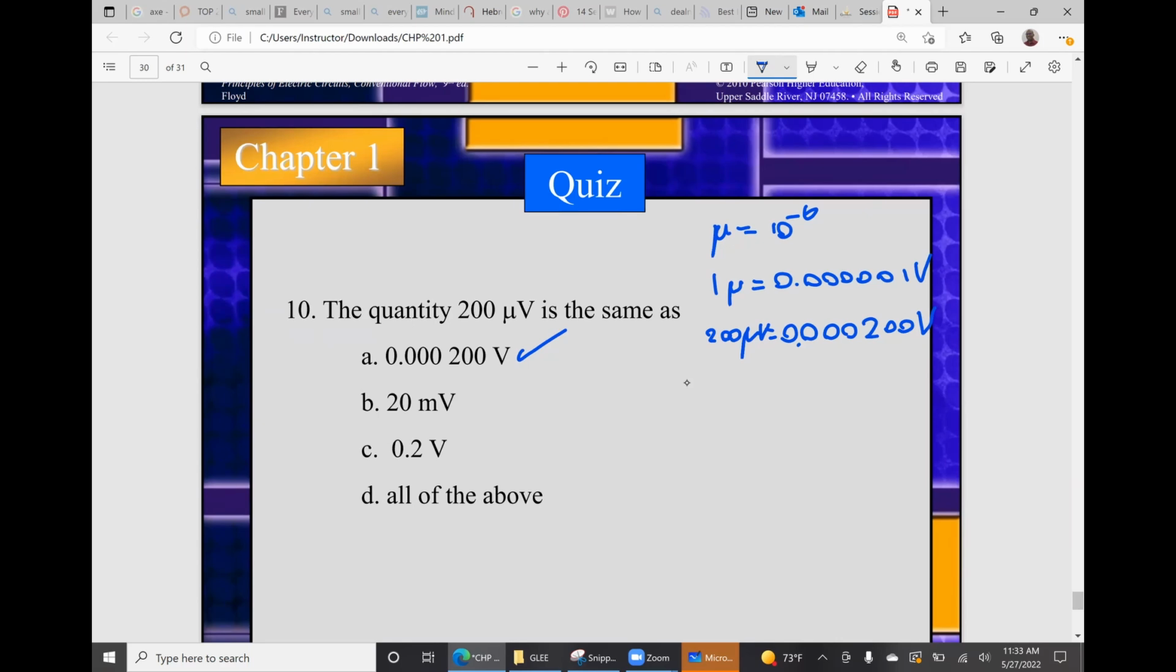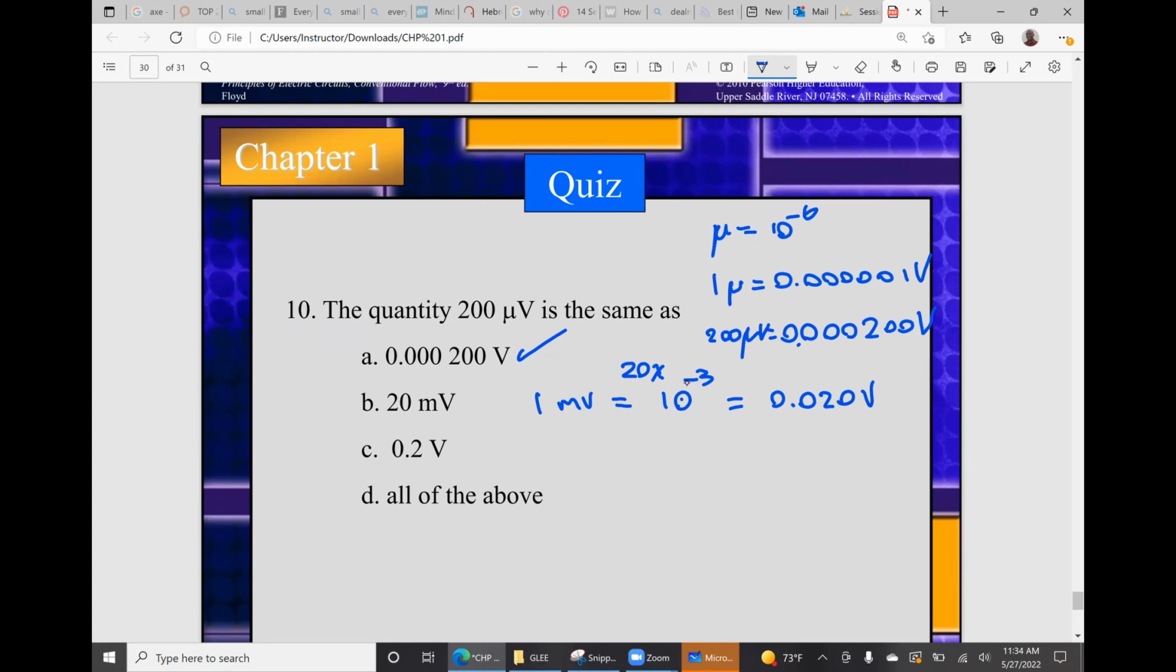What is 20 millivolts? 1 millivolt is equal to what? Okay, let me just tell you. 1 millivolt is 10 to the minus 3, right? It's 20 times 10 to the minus 3 volts, which is the same as 0.020 volts. That's 20 millivolts, so it's not the same as this, right?